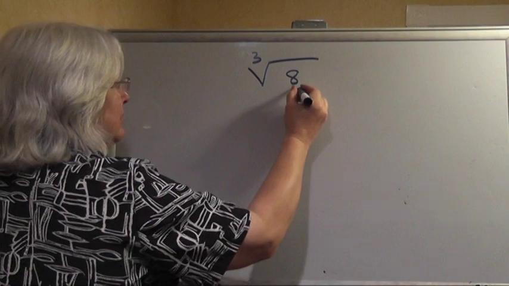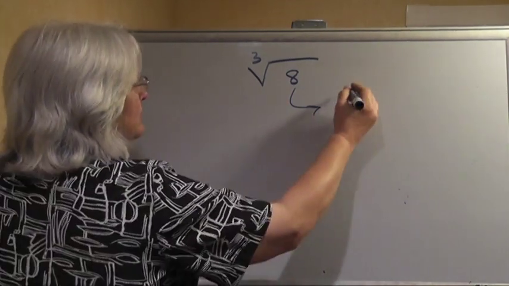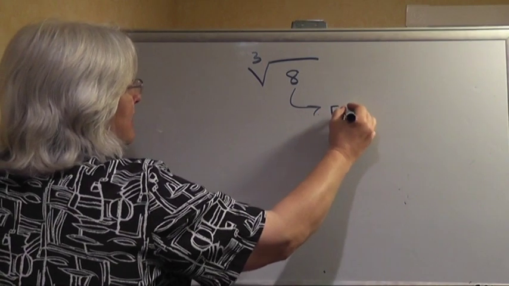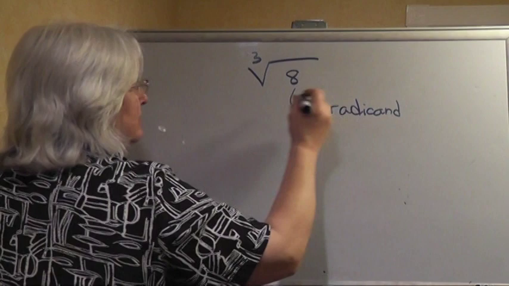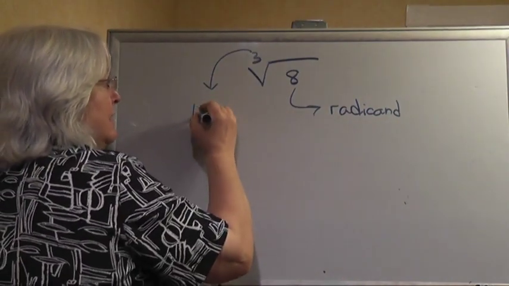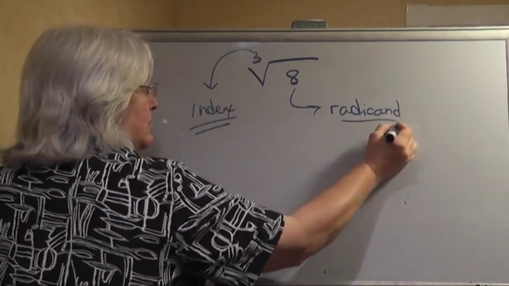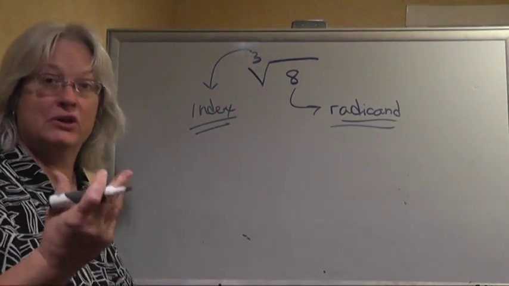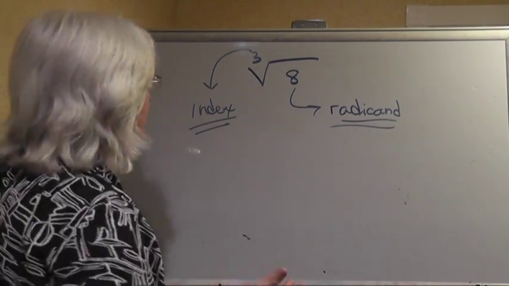We have some vocabulary that you have to know. The number that sits underneath the radical symbol, remember that's called the radicand. Radicand. And this little number up here is called the index. We've done that vocabulary in the past. You have to know it, or else you won't understand what we're talking about.